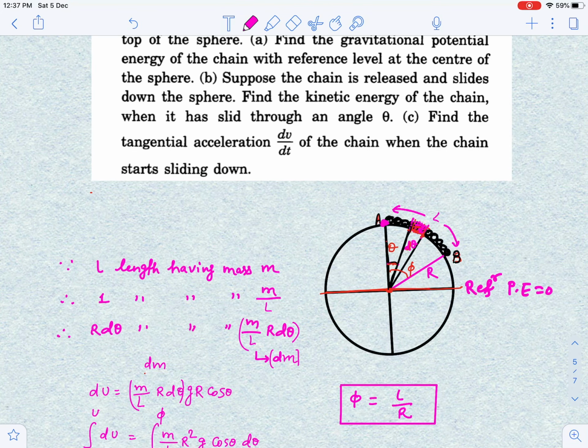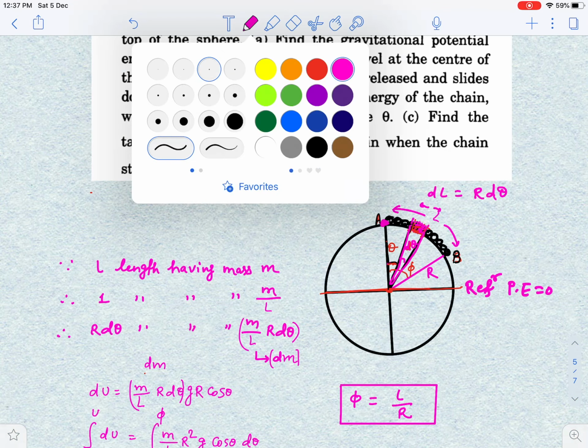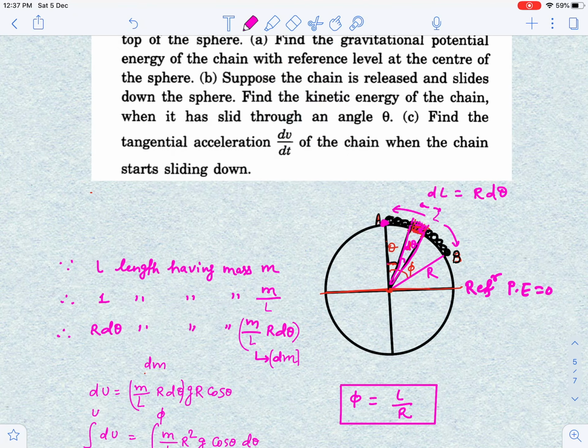So I have taken at an angle theta a strip of thickness d theta. Now guys, this strip, I can say that this strip has length dl. I have taken this small length dl, which is nothing but r into d theta, because r is the radius of the sphere.